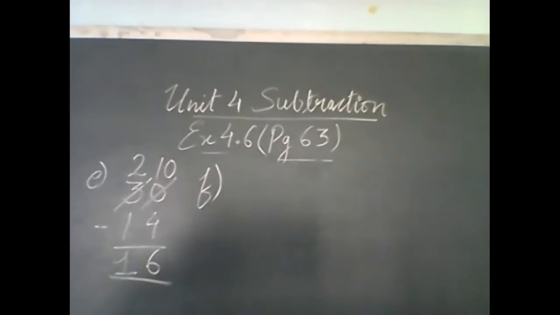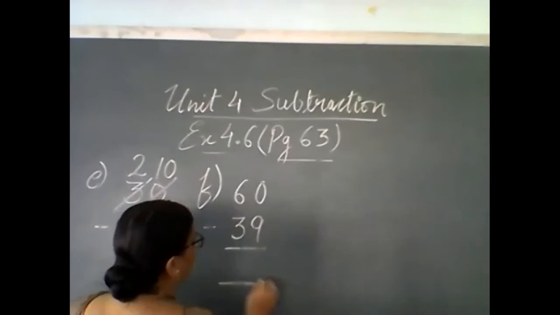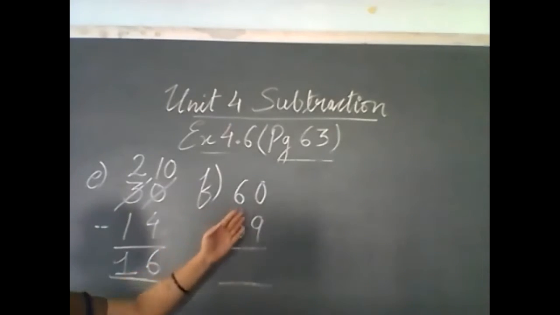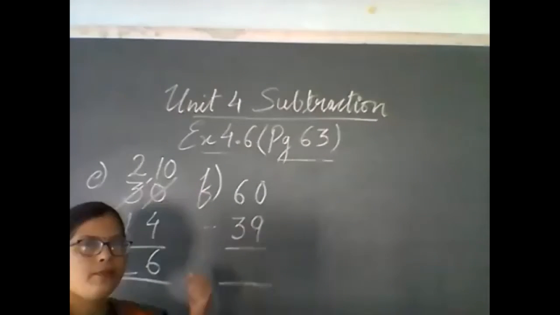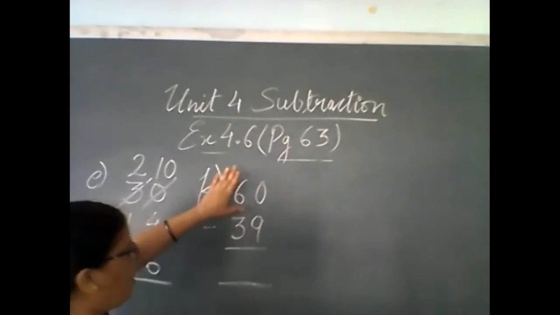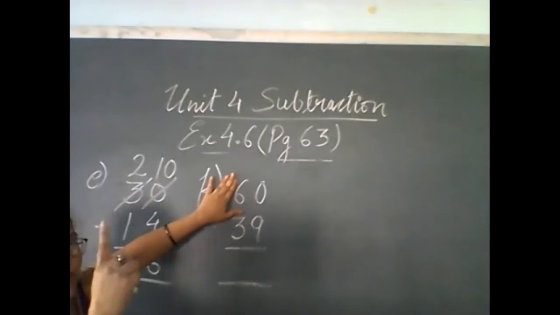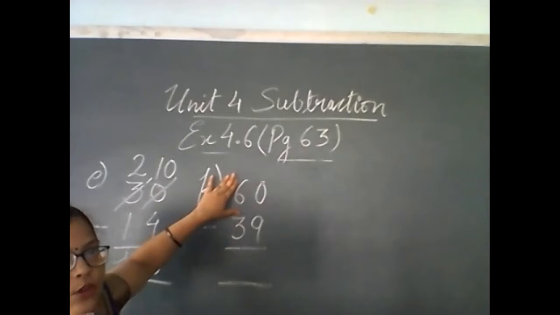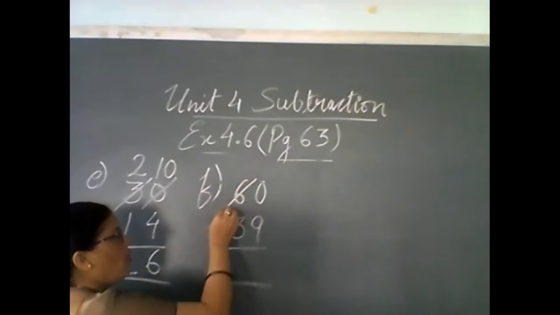Now, next question is 60 minus 39. Now, we have 0 and 9 at 1's place. To subtract, we need to borrow from which number? 6. 6 से help लेंगे. How much can we borrow from 6? We can borrow only 1. So, when we take away 1 from 6, what is left behind?